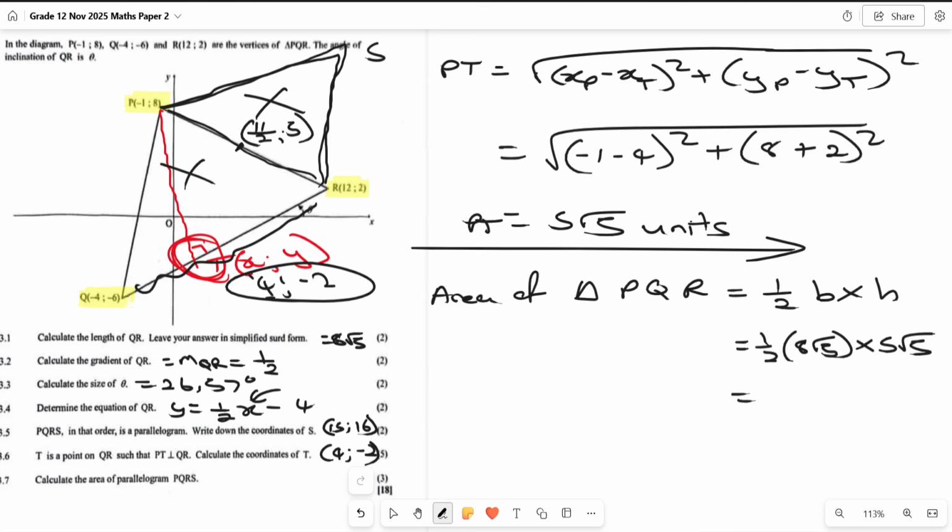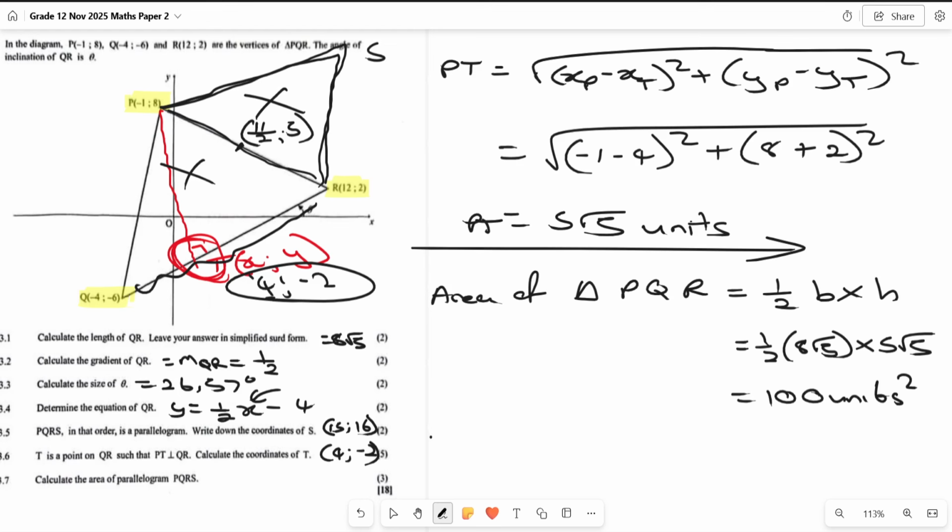All right. And what do we have? So okay, I'm just going to be lazy and put that in the calculator. Half of 8 square root of 5, close that, times 5 square root of 5. All right, just a mistake here. Let's see what we get. We are going to get 100 units squared. This is just for one triangle.